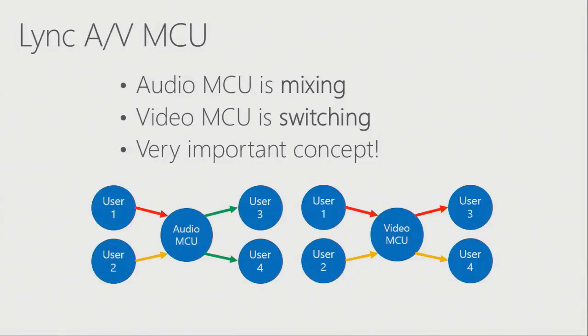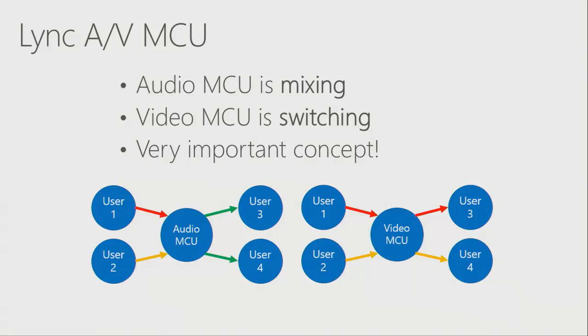So if you look at the diagram on the left here, let's say you have two users talking, user 1, user 2. The audio MCU actually takes both of those audio streams, decodes those, and then creates another audio mix, re-encodes that, and sends that to user 3 and user 4. So it's truly decoding, re-encoding. It's doing a mixing function.